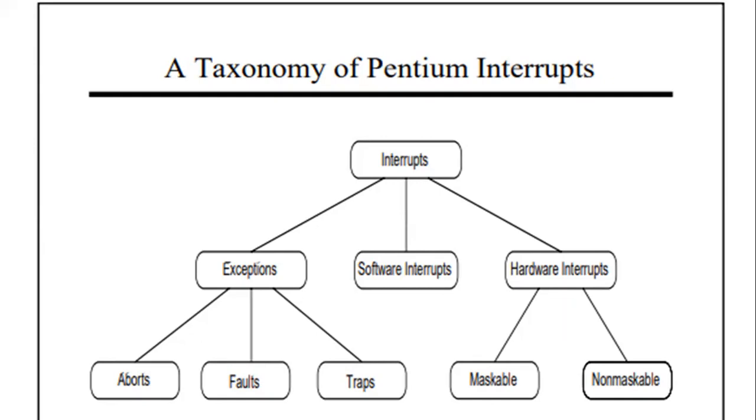Abort means killing something. If you are aborting a program, that is an exception. It is a type of killing the program; that is called the abort. If a fault has occurred while you are executing a program, then it is again an exception. What is a trap?